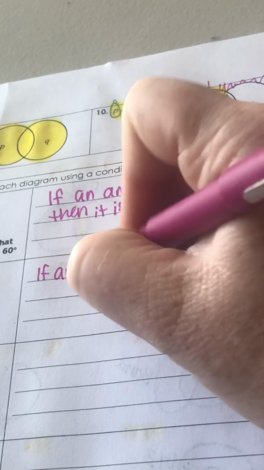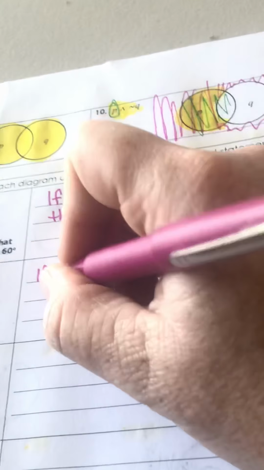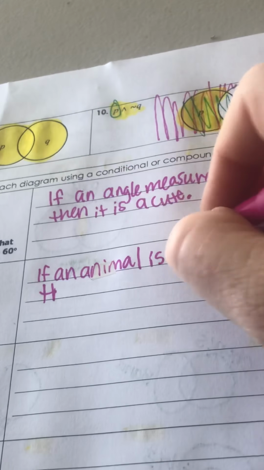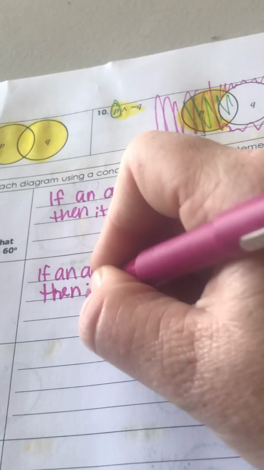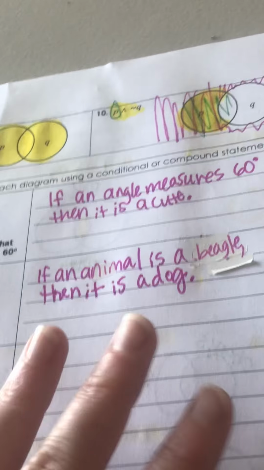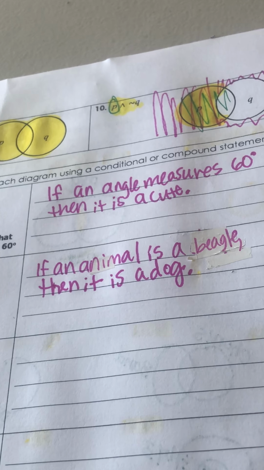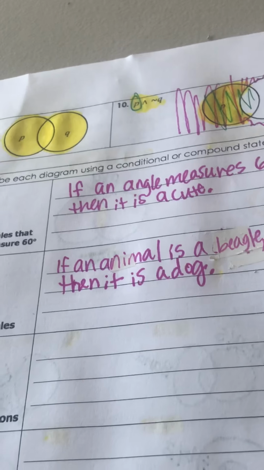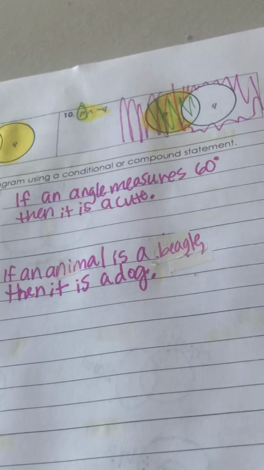If an animal is a beagle, then it is a dog. Okay, this is not the only way to say this and still represent the Venn diagram. It's just one way. Okay? By the way, you need to have these written down. If I'm writing them, you should write it too. All right, so I don't want to see this whole back blank.